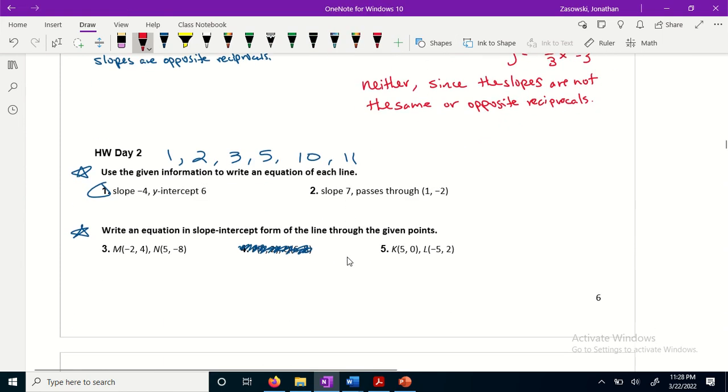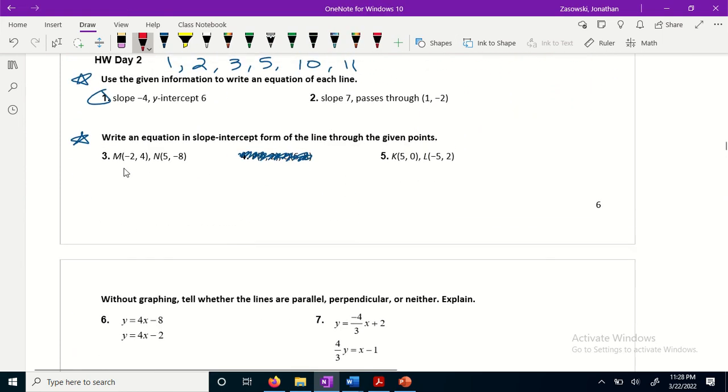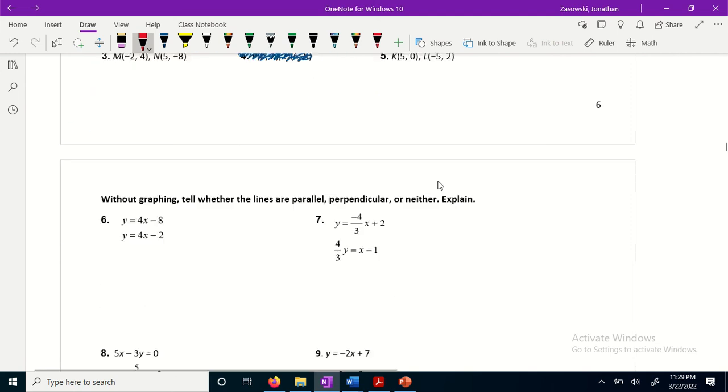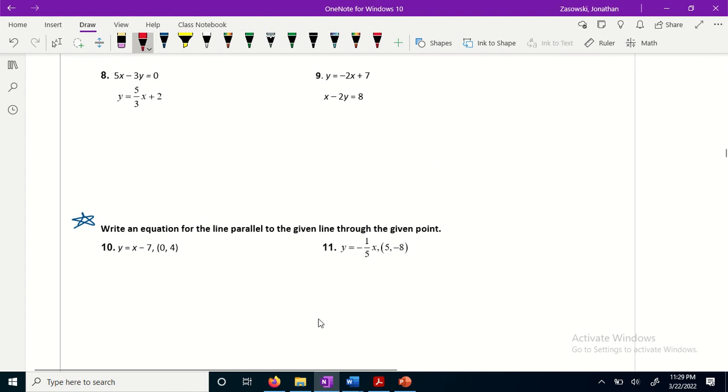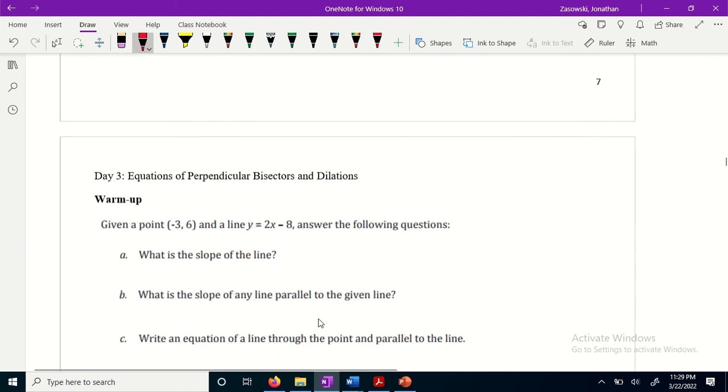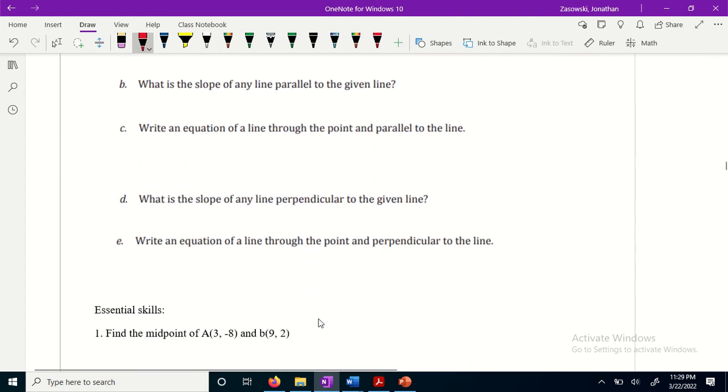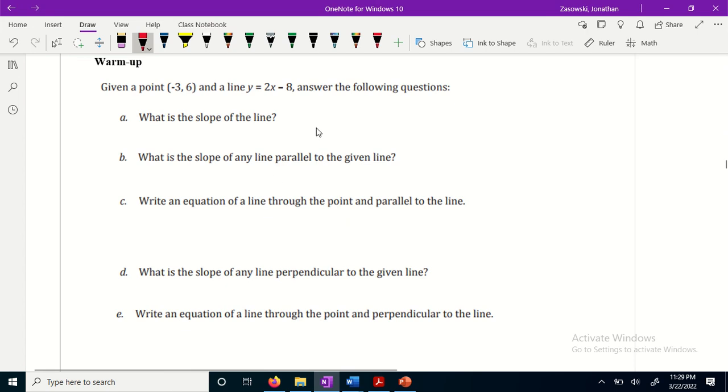Okay, so for homework tonight, what I'd like you guys to do is, you were supposed to finish 1, 2, 3, 5, 10, and 11 yesterday. So if you finish these first four, what I'd like you to do is finish up with these other ones here.